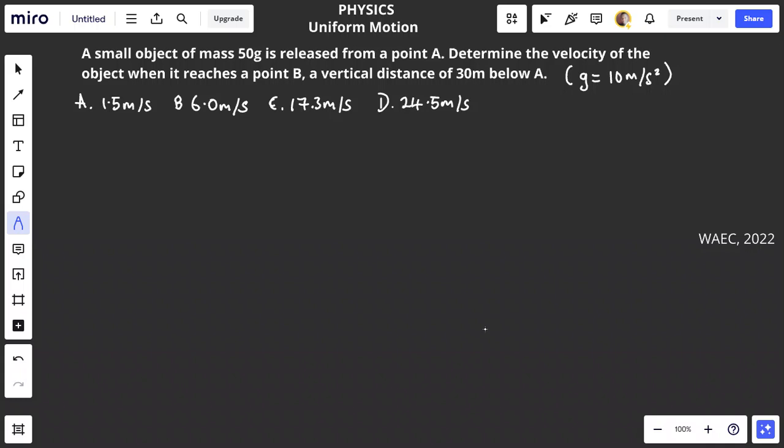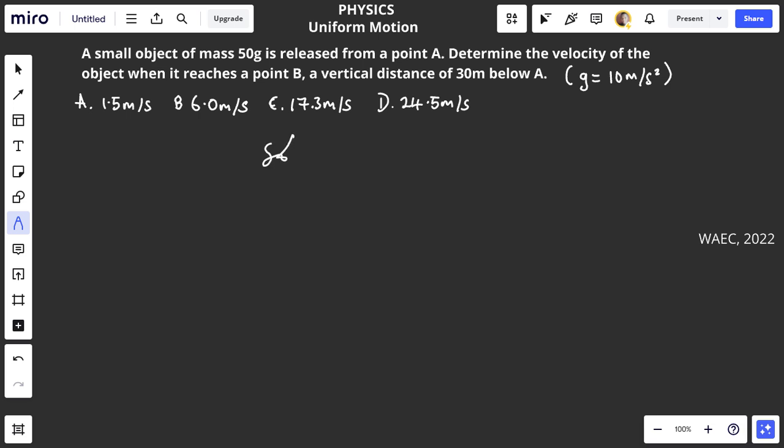All right, welcome for 2022 question on uniform motion. It says a small object of mass 50 gram is released from a point A. Determine the velocity of the object when it reaches a point B, a vertical distance of 30 meters below A. Take G to be 10 meters per second squared.